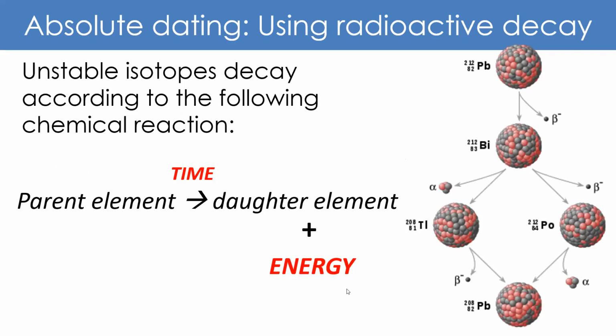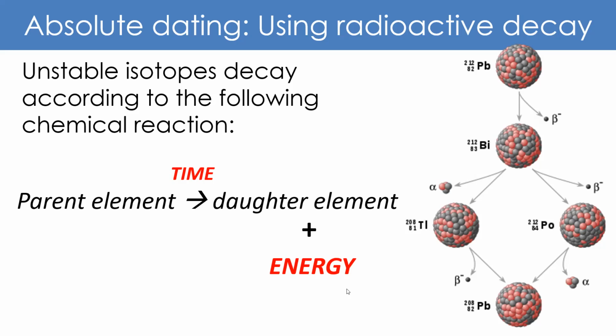So radioactive decay is built on unstable isotopes. So we talked a little bit about isotopes and atoms in the last class. Basically, unstable isotopes are transferring from a parent element to a daughter element through some type of decay. So over time, they'll eventually transfer different particles in their atoms into a daughter element, and that releases energy.